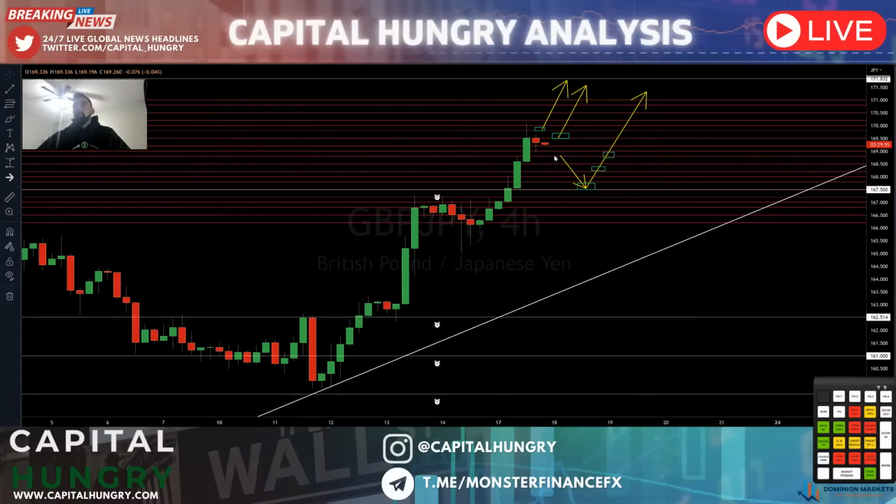Okay? Pullbacks to 167.5, 168 buys, break above 169.5, break above 170, continue GJ buys. Bullish market structure, bullish price action, new higher time frame highs being printed, and of course, Japanese yen impulsively weak, Bank of Japan dovish, Bank of England more hawkish with active rate hikes.